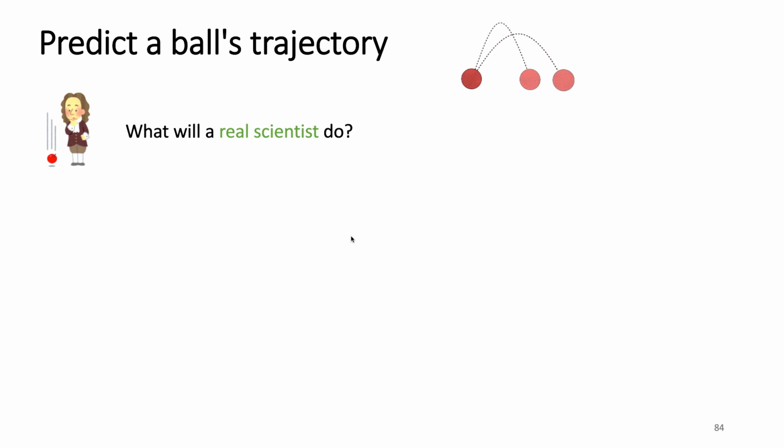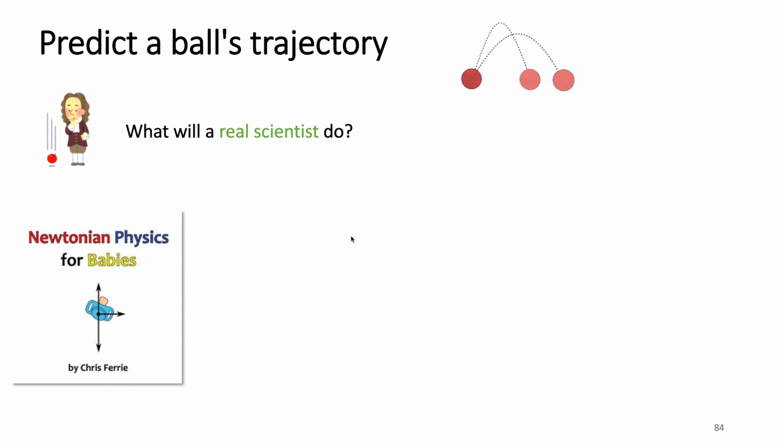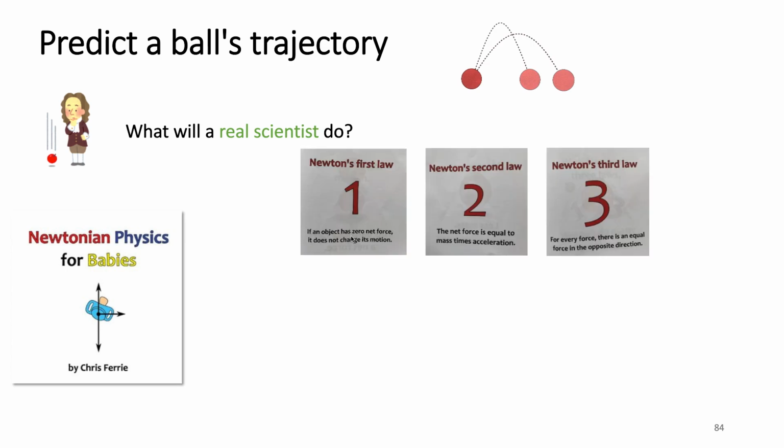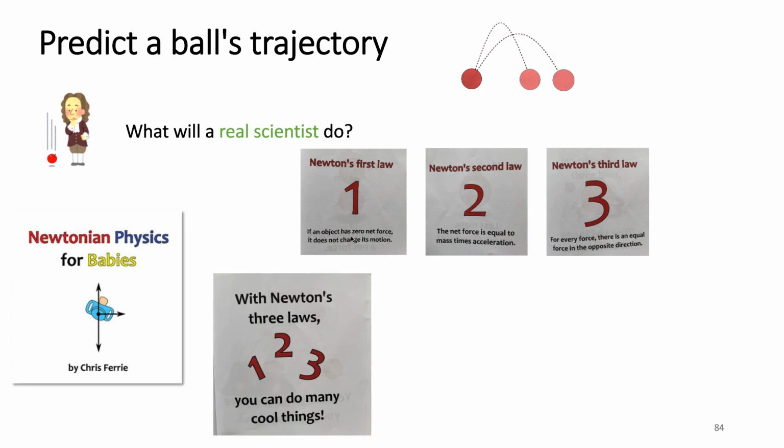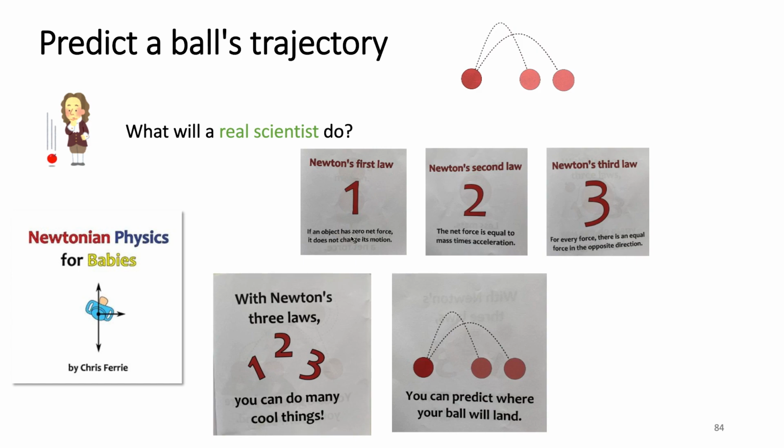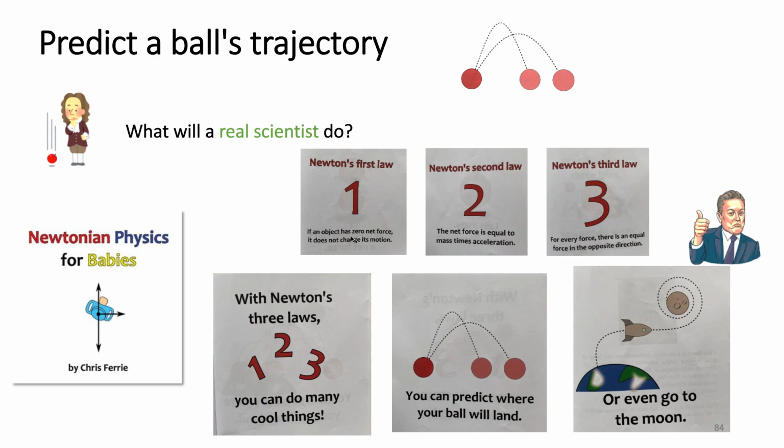In contrast, how would a real scientist try to solve this problem? Here I give a really simple solution from Newtonian Physics for Babies. This is a really famous book for babies. They usually try to use Newton's first law, second law, and third law, and build up equations to derive how the ball would move. They want to solve all these problems using Newton's laws, like predicting the ball trajectory, or even going to the moon. That's a really good ideal solution, but in the real world, sometimes it might be inaccurate for many other reasons, like if there is wind or the bouncing of the ball is not ideal.